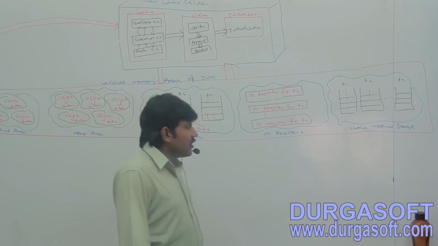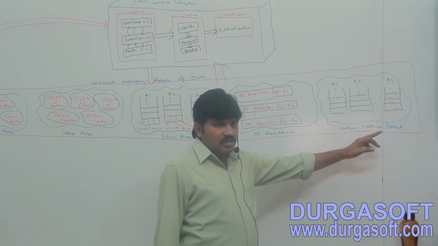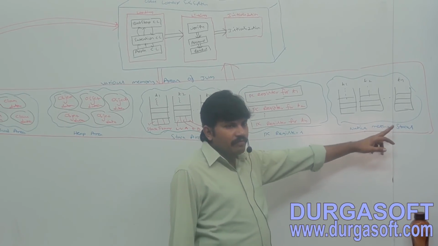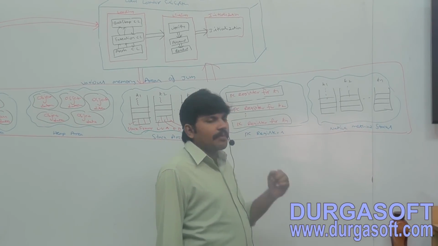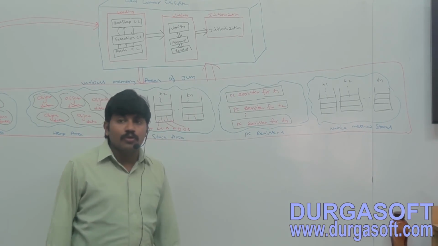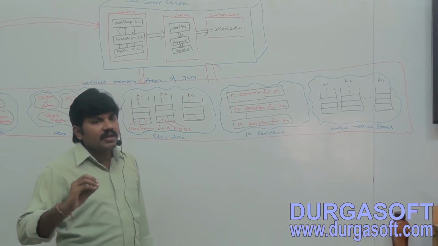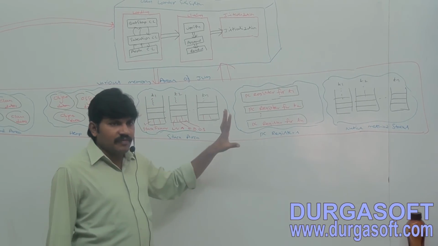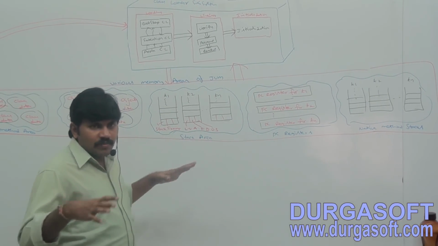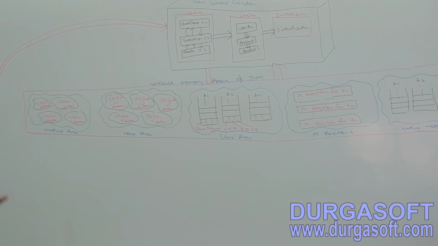Clear, right? And after that, native method stacks for every thread. A separate runtime stack will be created to hold native method information, right? Is it clear for all of you? That's all. These are the various memory areas present inside the JVM, right?